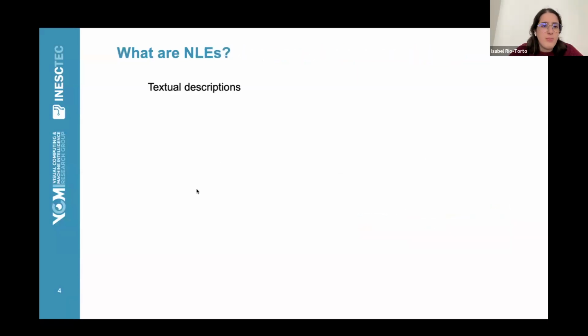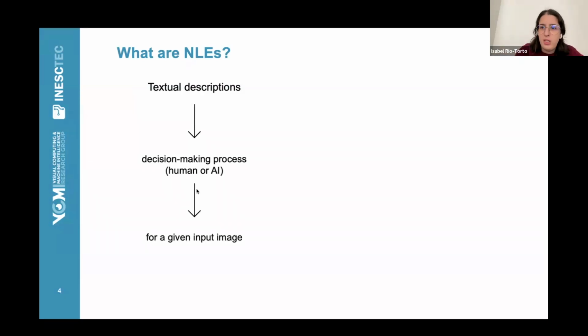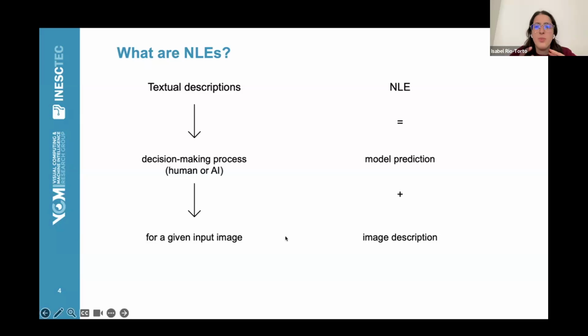And so, just to see it in another way, a natural language explanation is a textual description, but not of the image. It's essentially a textual description of the decision-making process, in this case, of course, of the AI model, and the decision-making process for that specific image. So we can think about it as a natural language explanation being basically the combination of the model prediction plus the image description. That's why I said it's a little bit more than just, let's say, describing the image. And why are natural language explanations needed?